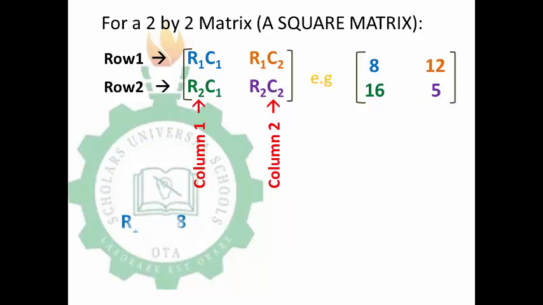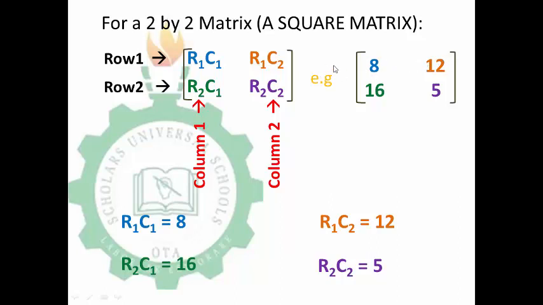So we can go ahead to see that R1, C1 equals 8. R1, C2 equals 12. Then R2, C1 equals 16, and R2, C2 equals 5. So here now, if we ask you which numbers belong to row 1, 8 and 12 belong to row 1. This is row 1, this way. Then, which numbers belong to row 2? 16 and 5 belong to row 2.